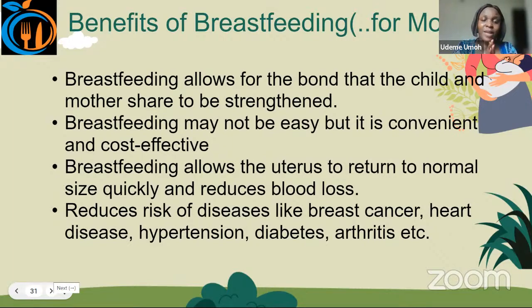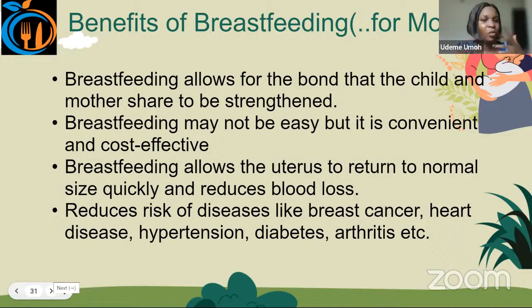But I will advise you, the money that you will spend to buy milk, do breast milk, and be saving it for 6 months or at least 4 months. Let's just say, okay, a career person, you don't have time, at least 4 months. Save it, and then use it later on when it's time to start introducing complementary feeding to the child from 6 months and all of that. So breast milk may not be easy, but it's convenient and it's cost effective.